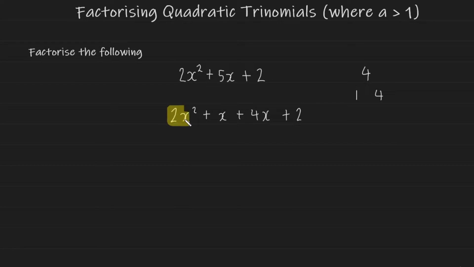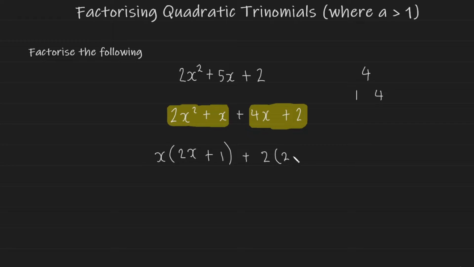We take the two terms to the left of this expression, so 2x squared plus x, and we fully factorize it. So in this case, I can't really pull out a 2 from both terms, but I can pull out an x. So that's what I'm going to do. x, open bracket, 2x plus 1. And then after that, you're going to do the same to the two right-hand terms. So this is going to give us 2x plus 1.